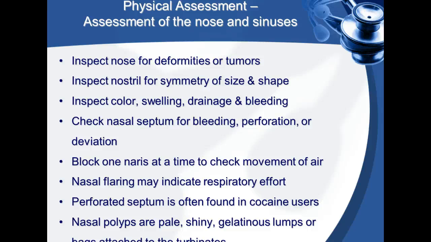You want to block one naris at a time to see if there's a movement of air when they breathe through it. You want to check if they have what they call nasal flaring, and that's when the nasal passages open really wide. A lot of times you'll see people with COPD do that because they're having a really hard time breathing, as well as severe asthmatics.